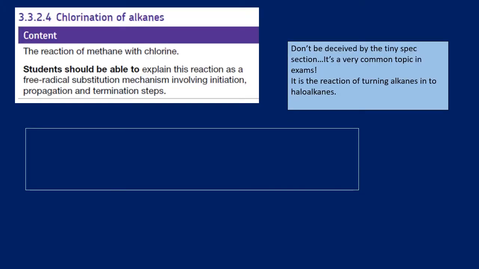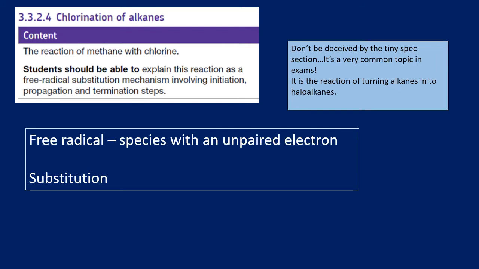Don't be caught out by the very short spec point here, because there appears not to be an awful lot here when it just says the reaction of methane with chlorine. Students should be able to explain this reaction as a free radical substitution mechanism involving initiation, propagation and termination steps. So it feels very, very short. I'm going to look at some terminology first off though.